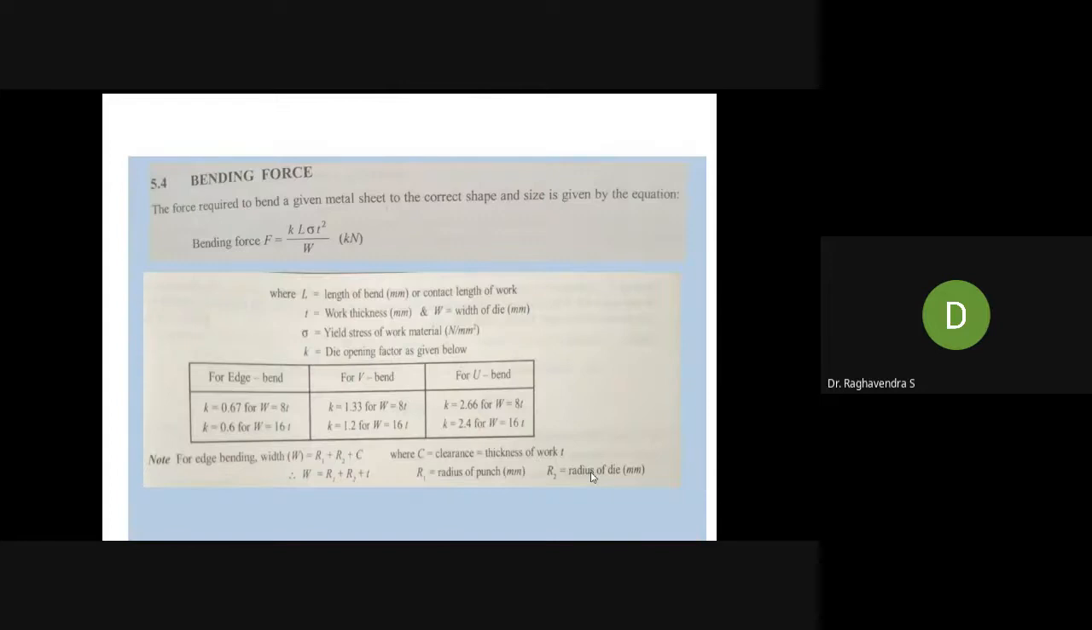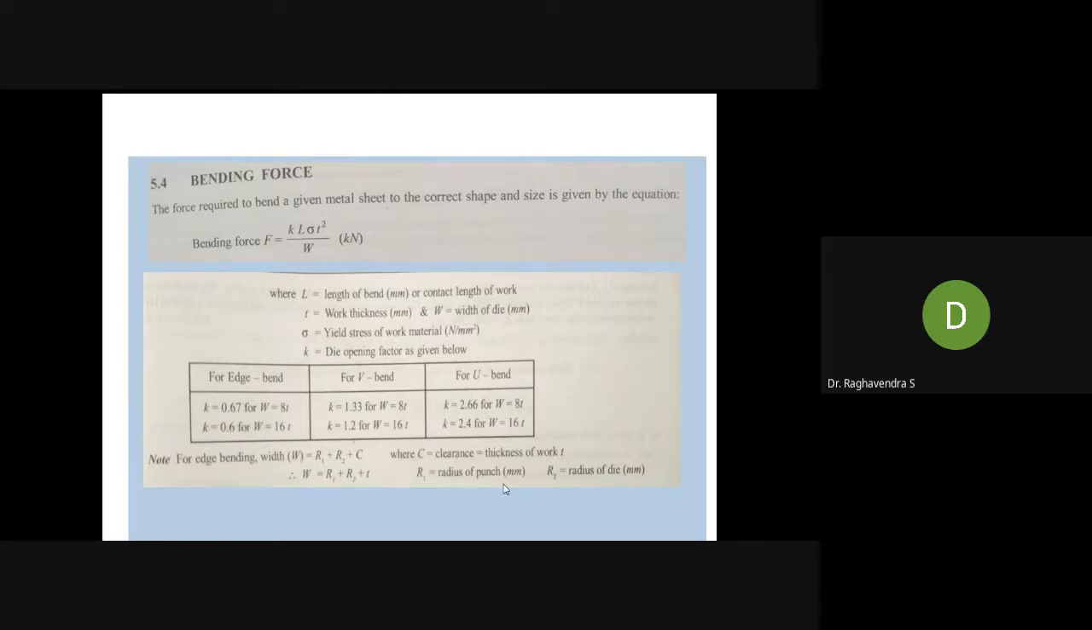So you need to take into account the clearance value. It is given in the note. Can you see from this table? For edge bending, width W is equal to R1 plus R2 plus C. C is nothing but clearance or thickness of the workpiece. Therefore W is equal to R1 plus R2 plus T. If in the question the clearance value is given, fine. If it is not given, then you should consider the thickness value.